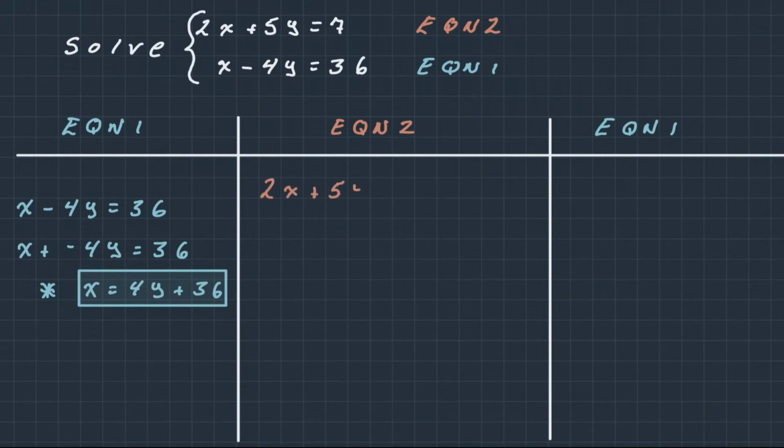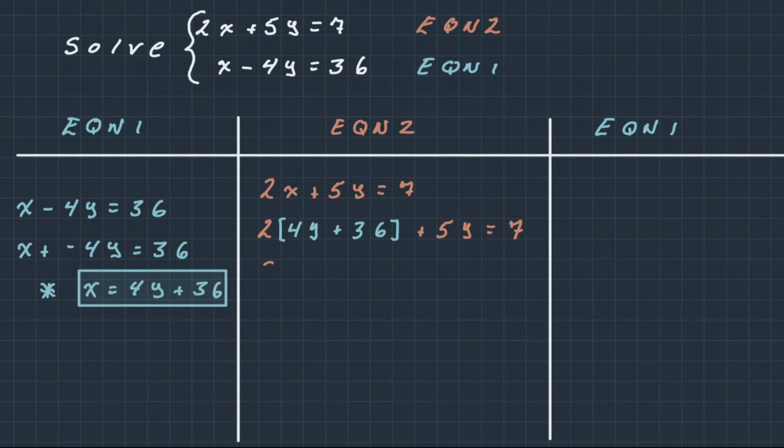So let's go ahead and write out equation 2. This time I'm using red. So 2x plus 5y is equal to 7. And now I'm going to replace that variable of x with the expression 4y plus 36. And that is coming from equation 1. And then, of course, not to forget the remainder of the expression. So plus 5y is equal to 7.